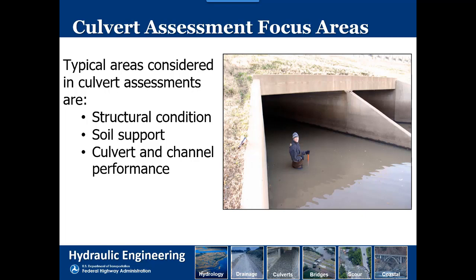So this is a shout out for culvert inspections. You usually go out with a minimum of 2 people, just for safety reasons. Things that you typically look at fall into three main categories: the structural condition, the soil support, and the culvert and channel performance. Let's touch briefly on all 3 of those. But for more information, we have that Federal Lands Highway Culvert Assessment Manual that Chase will be posting on the R drive. Okay.